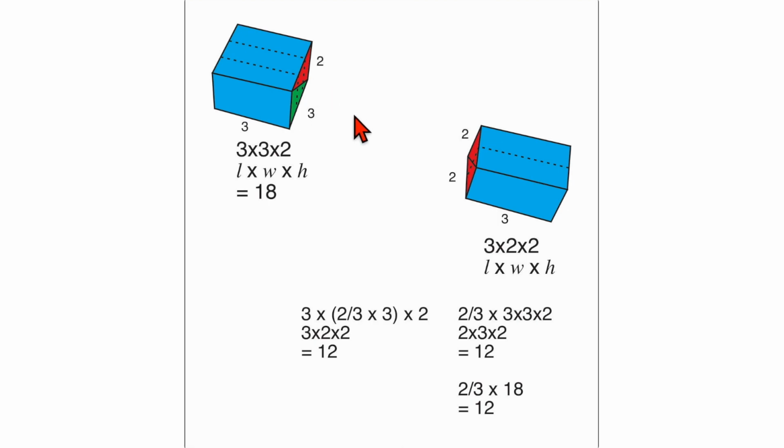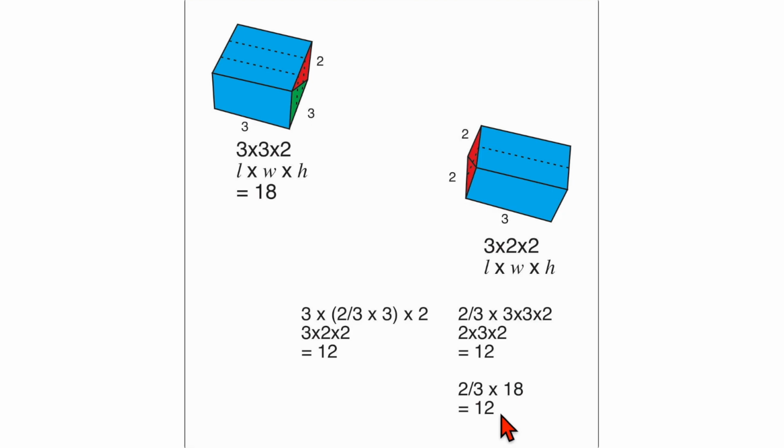Calculate the volume of the first prism using the dimensions of the second prism. So 3 times 2/3 of 3, this is the width, times 2 is equal to 3 times 2 times 2. That's this calculation right here, which equals the 12 cubic units. And you can check this calculation by calculating 2/3 of 18, which is equal to 12. So it makes sense. This is the same as 2/3 times 3 times 6, which equals 2 times 6, which equals 12. Or 18 divided by 3 is 6. 2 times 6 is equal to 12.